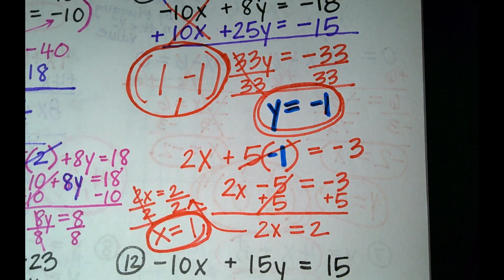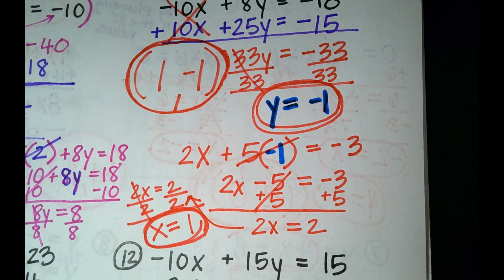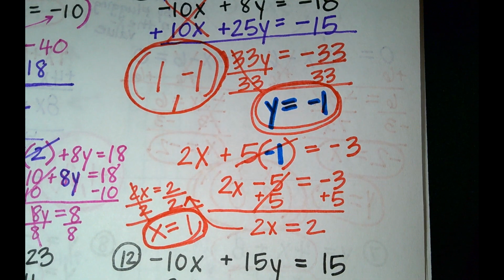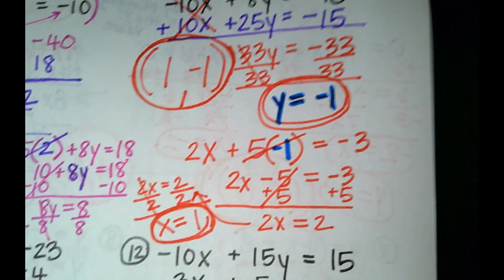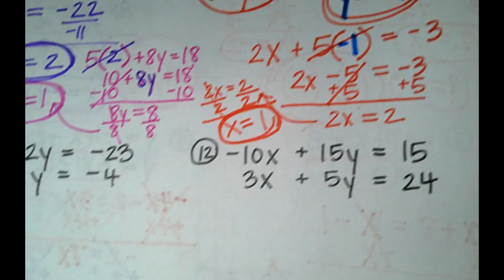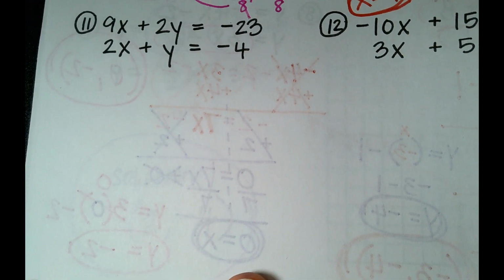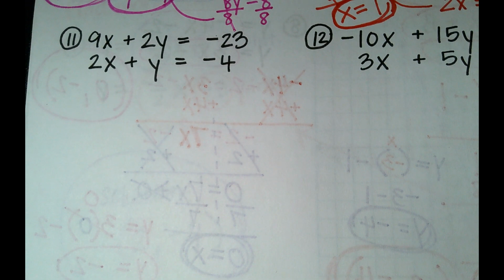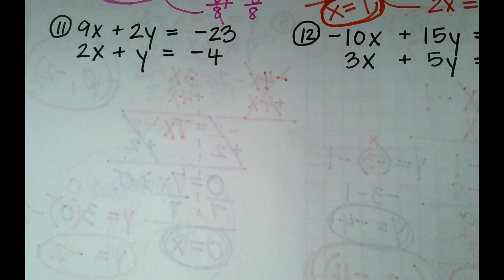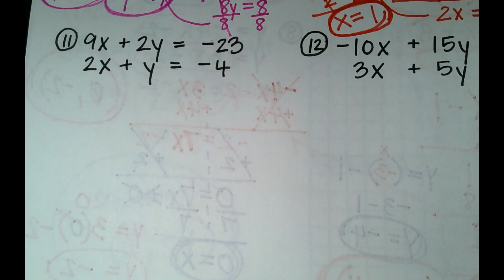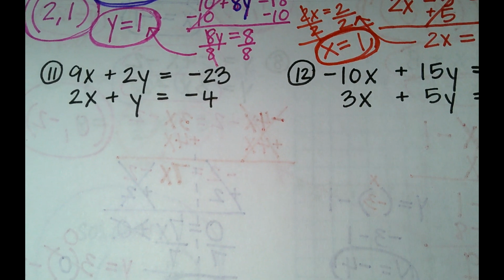All right. We ready for 11, or do we need another minute? I'm going to move it. Let's look at 11. We're almost done. 9x plus 2y equals negative 23. 2x plus y equals negative 4.